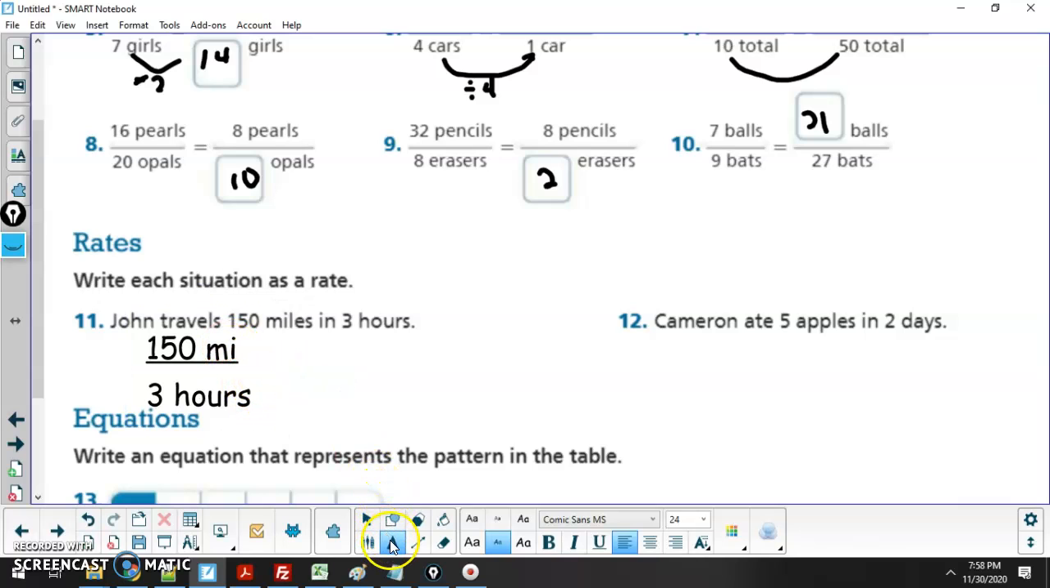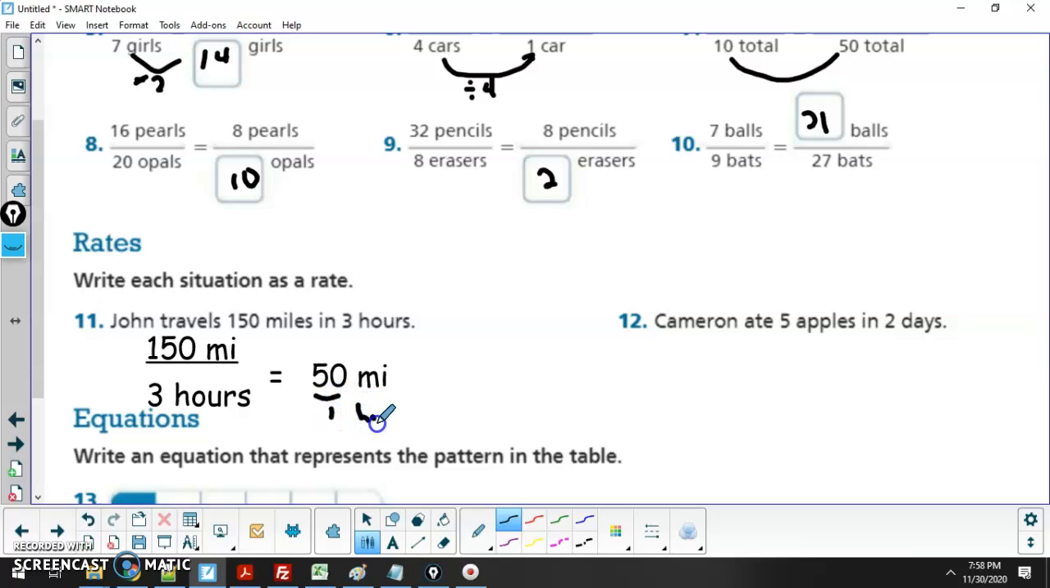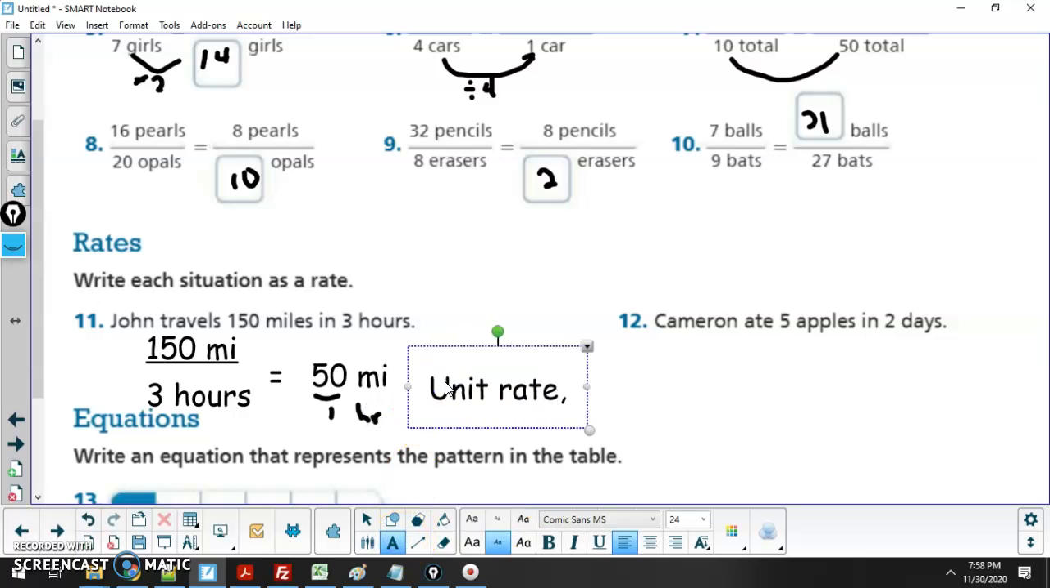Now, there is no reason why you couldn't write it the other way. It just is not the typical way to do it. Now, if you reduce this, you could write it as 50 miles in 1 hour. This is what we call a unit rate. This is an important term here. It's called a unit rate, which is the rate per one. Anytime they ask you to find a unit rate, you're trying to figure out how much per one. See, 50 miles per 1 hour.